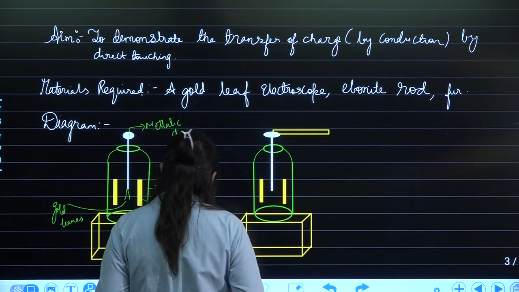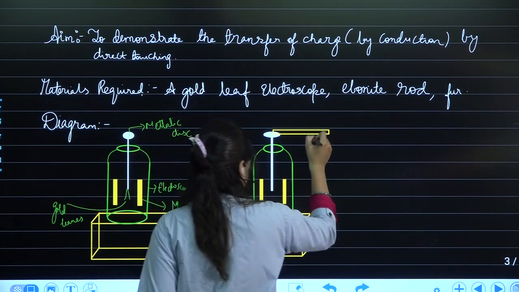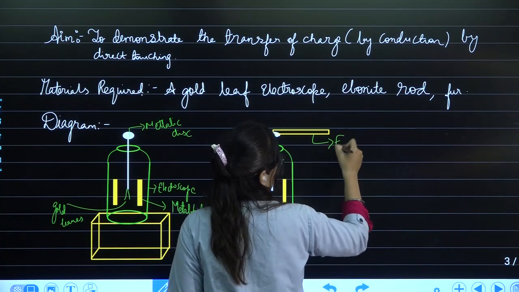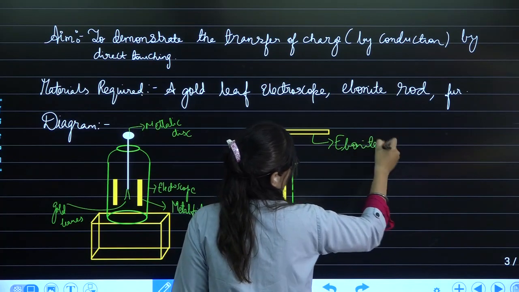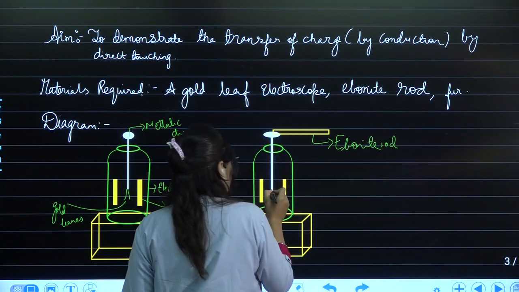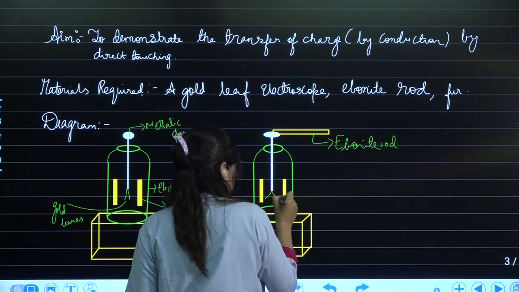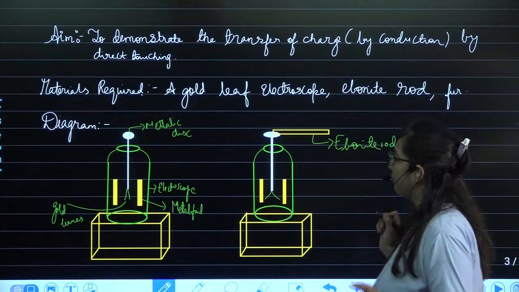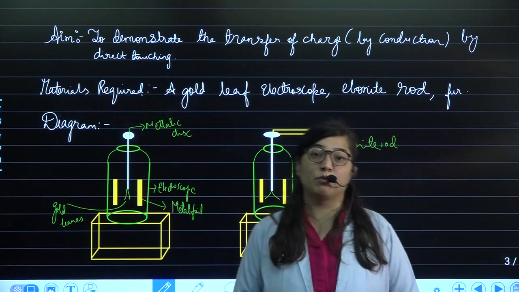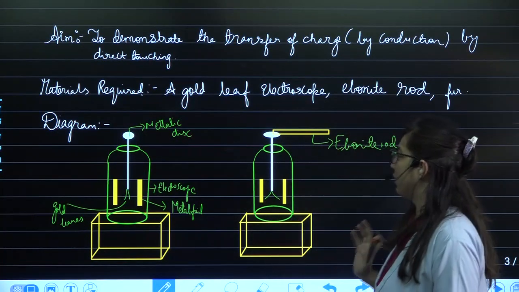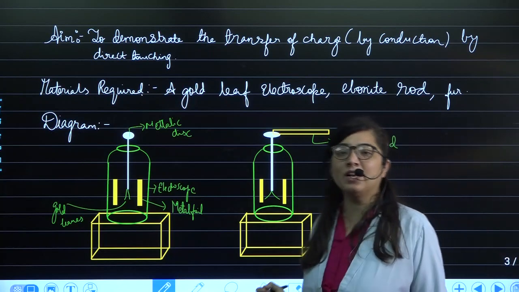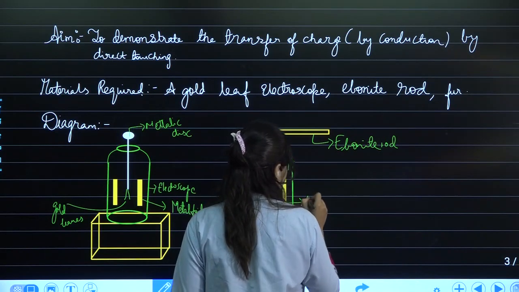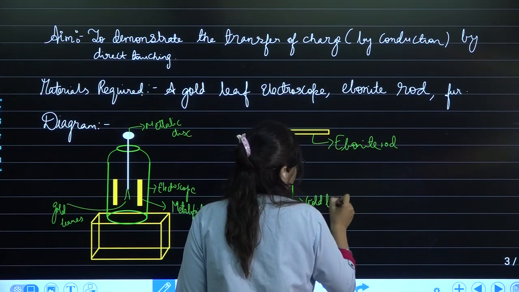So when the ebonite rod is brought near it, what will happen? The gold leaves will diverge. First they were in the steady state position. Next, when the charged ebonite rod is brought near it, at that time the golden leaves will diverge. Draw it.